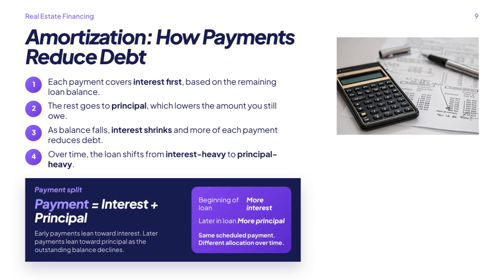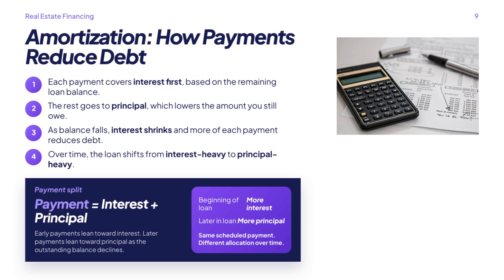When we talk about amortization, we're really looking at how each payment you make gradually reduces your debt over time. First, every payment you make covers the interest that's calculated on the remaining loan balance. This means at the start, a larger portion of your payment goes just to cover interest. The rest of the payment then goes toward the principal, which is the actual amount you borrowed. This part reduces the amount you still owe. As you continue making payments, your loan balance gets smaller, so the interest part of each payment decreases. Because of that, more of your payment starts going directly toward reducing the principal.